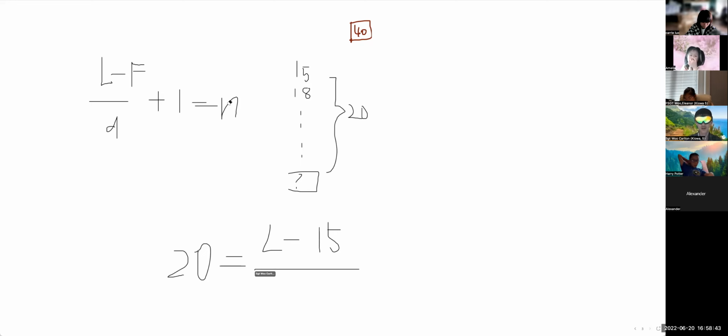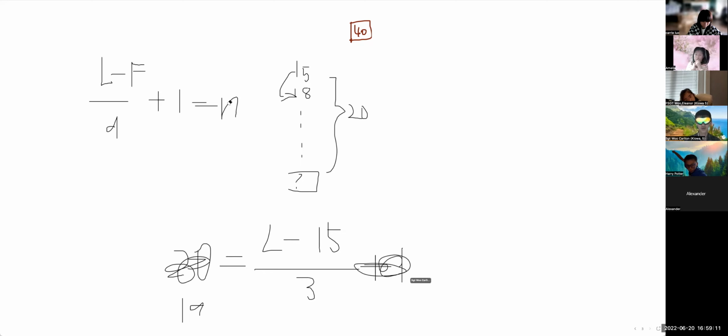What is our difference here? Can somebody tell me our difference? What is the difference between these? 3. Right. So let's put everything onto the other side. Let's put 1 onto the other side. That becomes 19, right? Because you minus 1 on both sides.